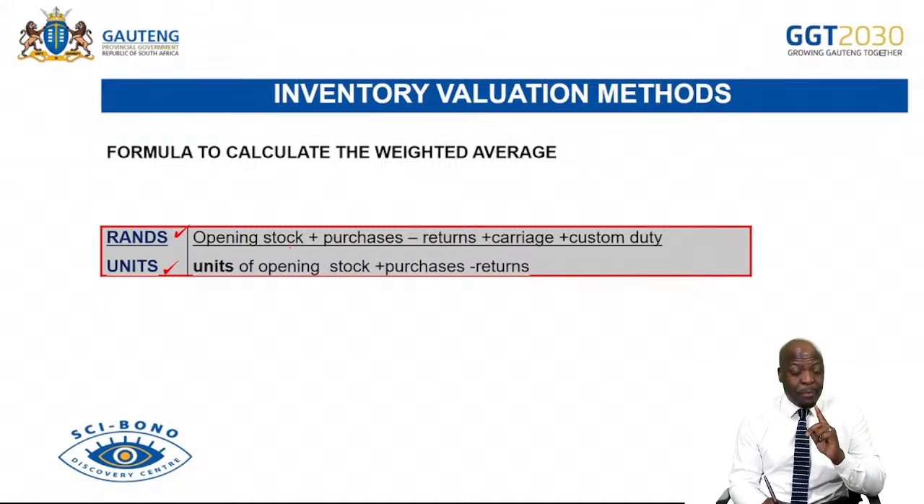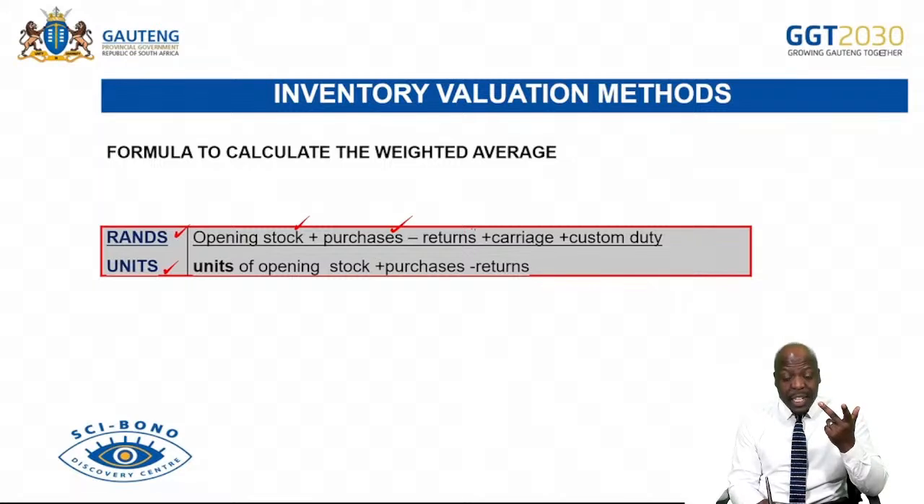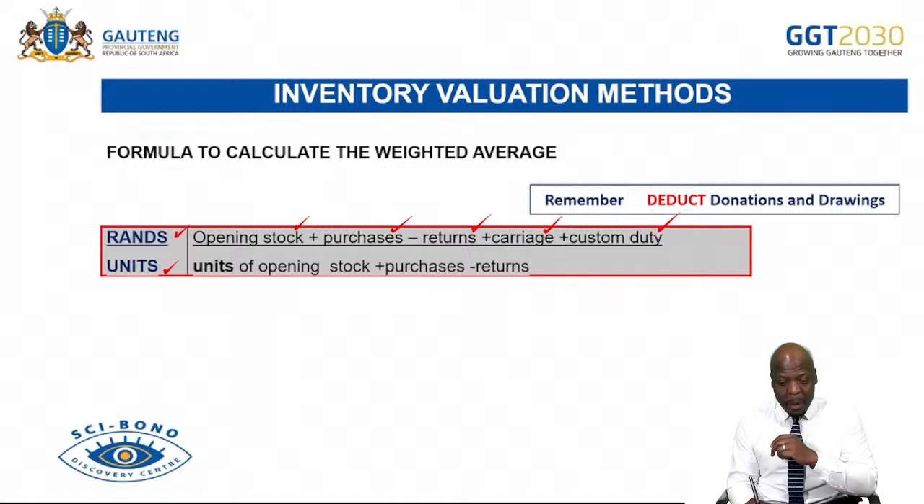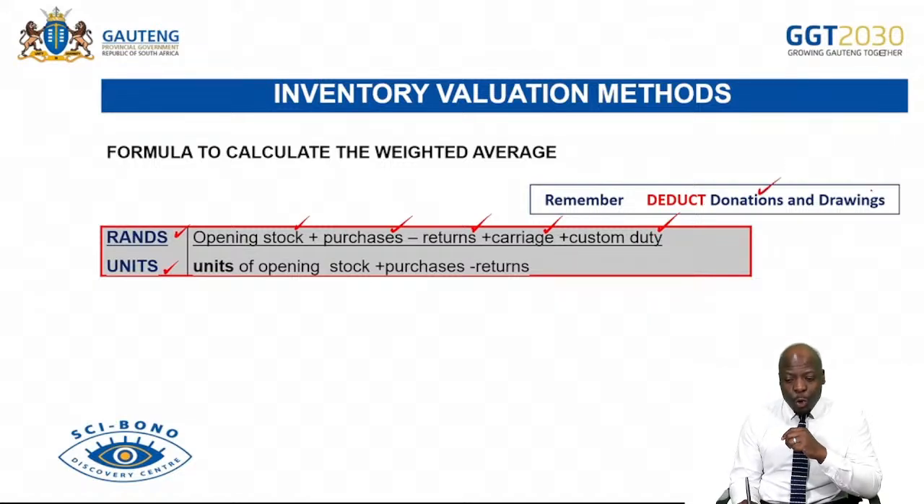If you remember that, cost of sales. And who remembers how we calculated cost of sales? We said opening stock, then we added purchases, then we subtracted returns back to suppliers, and then we added carriage. At times the question can bring customs duty, so you need to add that one as well. But you also need to remember that if there are donations or drawings, we subtract them over here.